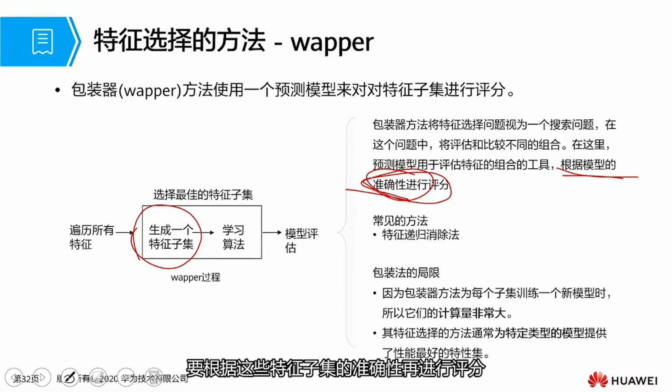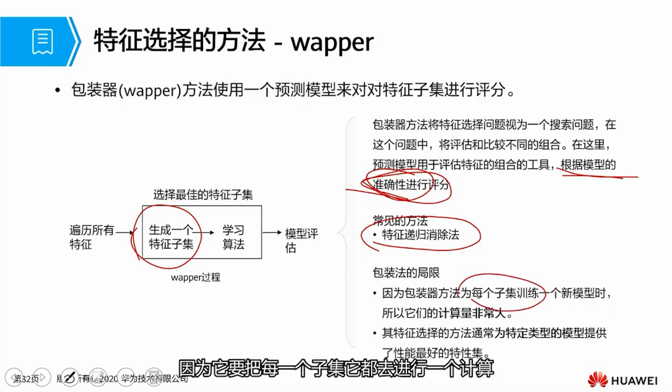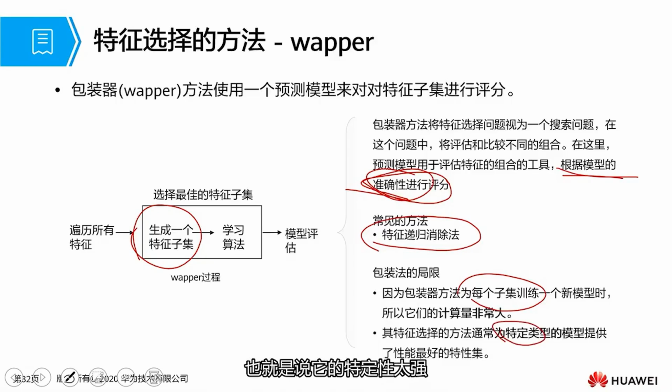A common method is recursive feature elimination. Wrapper methods also have their limitations. The wrapper method is very computationally intensive, because it needs to perform a calculation on each subset, so its computational workload is very large. Another limitation is that its feature selection is usually specific to the type of model, providing the best performance characteristics for it. In other words, its specificity is too strong. This will result in insufficient generalization ability of the entire model.